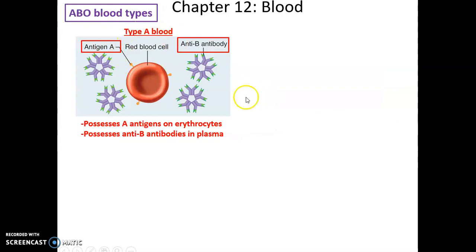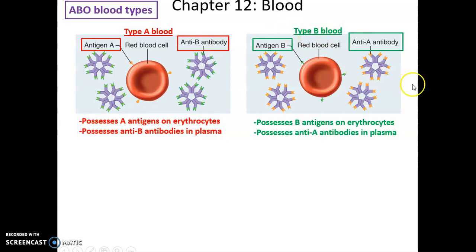All right, so someone has type A blood. That means they have the A antigen on the surface of their red blood cells. It also means they have antibodies against the B antigen because that does not belong in their body. So they have antibodies that will target the B antigen if it arrives in their bloodstream and try to deal with it, because it is an enemy to the body.